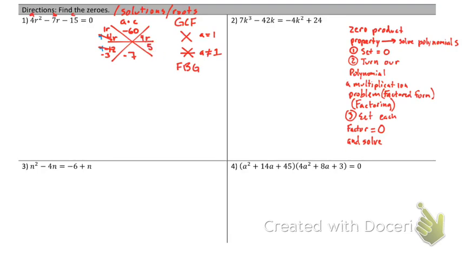Once we have that, we can put it into our factors form. Remember, this is going to be equal to 0. So our factors form is 1r minus 3, or r minus 3, and the next one is 4r plus 5.